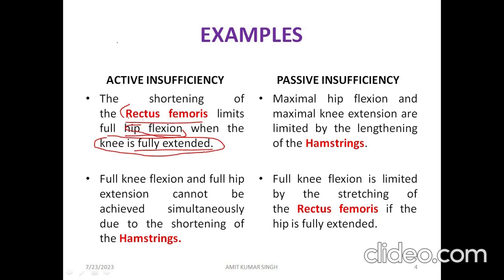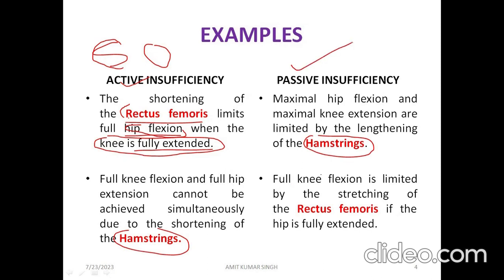And if you see with the example of same and opposite, maybe the person is lying in supine position and has the knee in full extension, and is doing hip flexion. So the movement is going in the upward direction to do the hip flexion, and on the upward part only, the rectus femoris is present. So that is on the same side, and that is known as active insufficiency. And the opposite muscle is hamstring. So hamstring will be going under passive insufficiency. I hope you understood this concept.